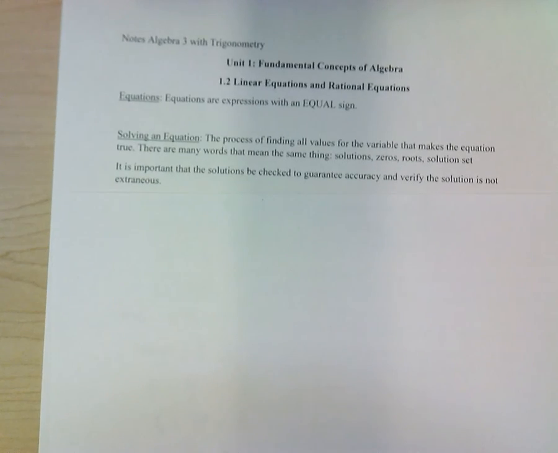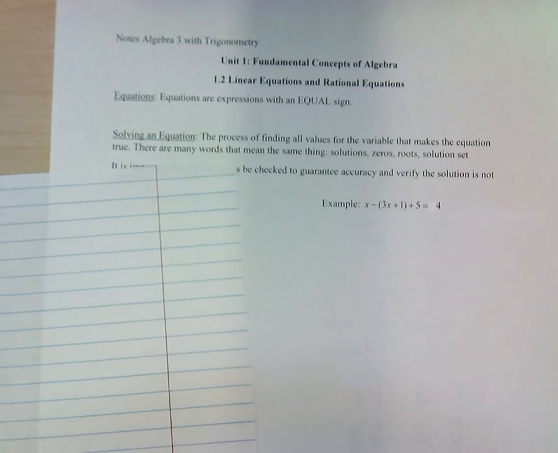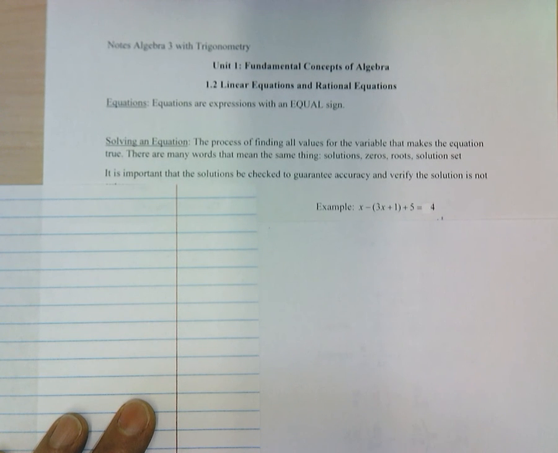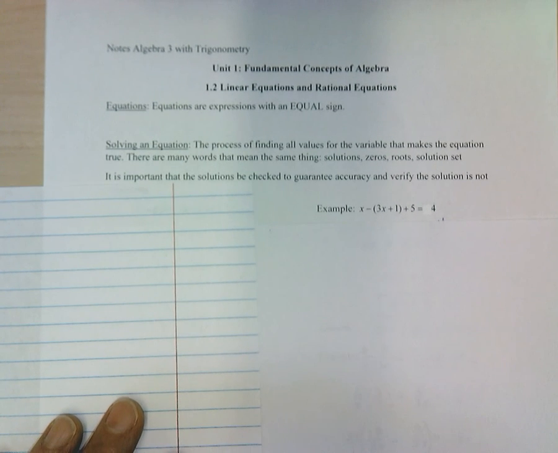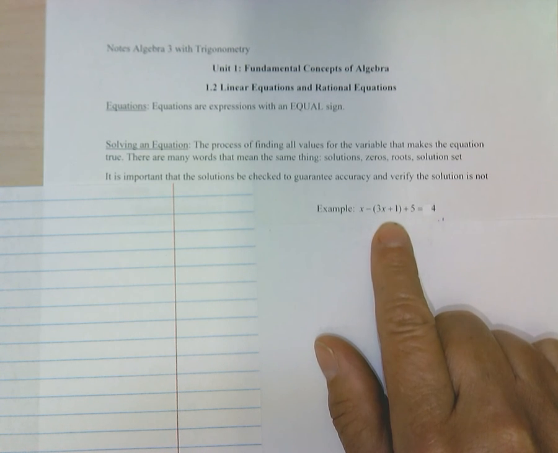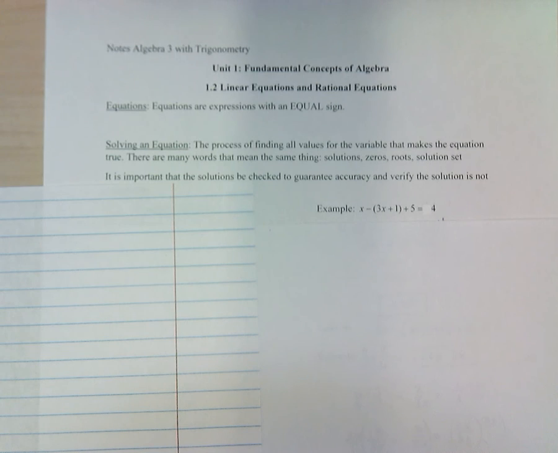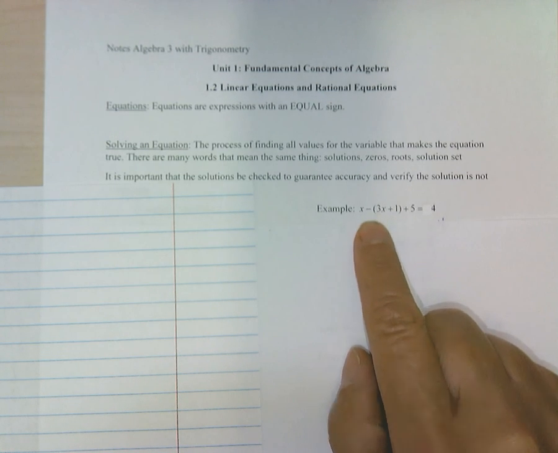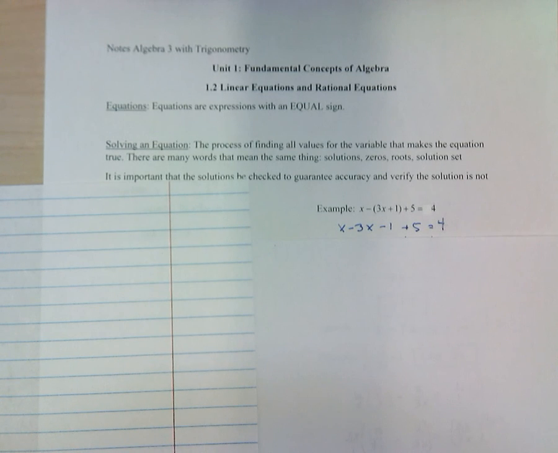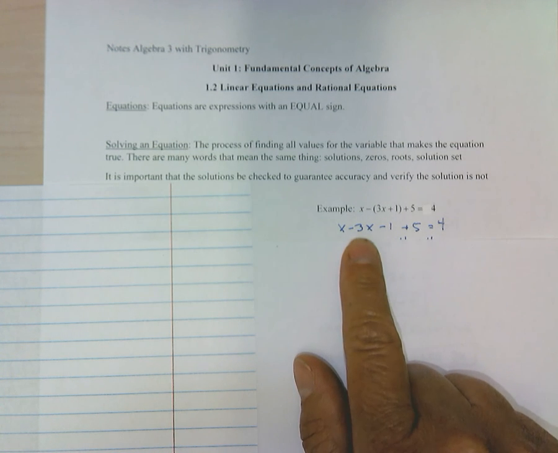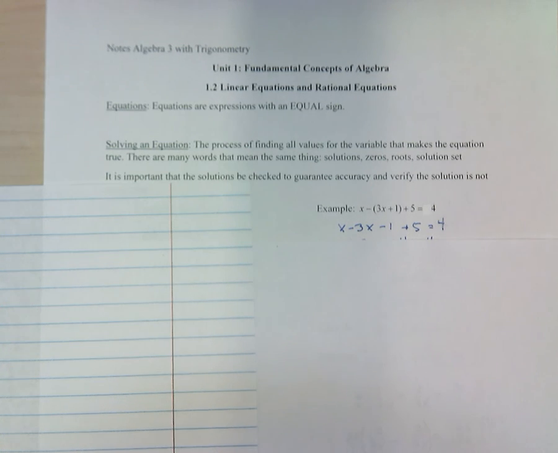My next example is a little bit more complicated, and I try to follow examples like what you have in the textbook that you'll be practicing. I have x minus, and then parentheses, 3x plus 1, plus 5 equals 4. I did this one on purpose because of the minus in front of the parentheses. I want to make sure you understand you have to distribute that minus sign, which really is you're multiplying everything by -1. So x minus 3x minus 1 plus 5 equals 4.